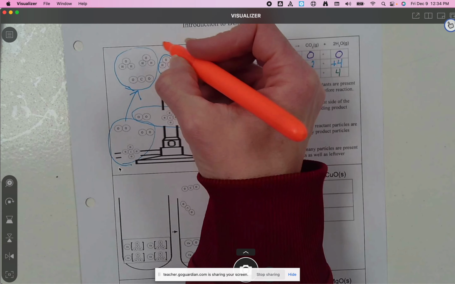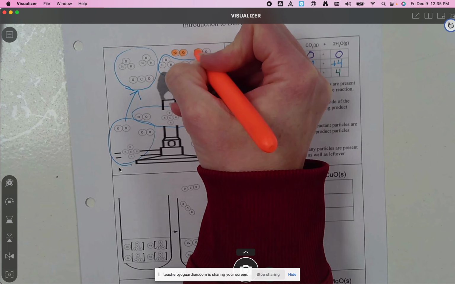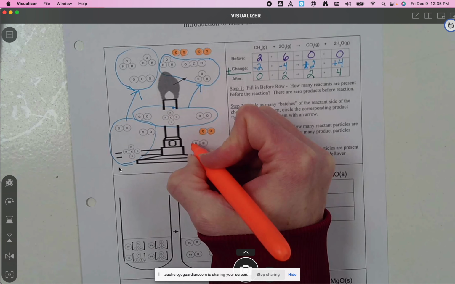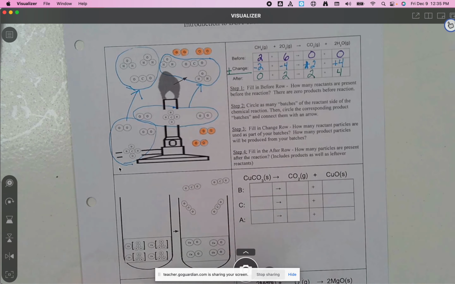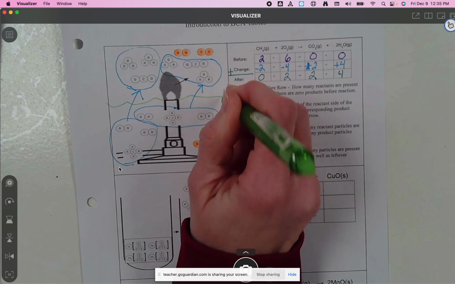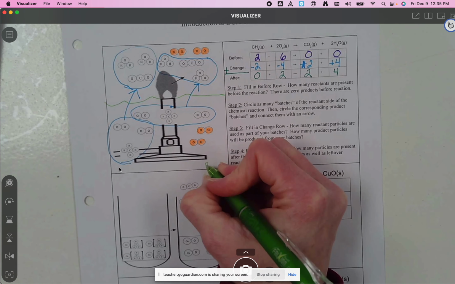These oxygens up here that I've drawn in the after are the same oxygens as I had before the reaction started. I know this one's drawn a little bit strangely because it's kind of an up and down rather than a left and right. Think of this one as being, here's the before, here's the after.